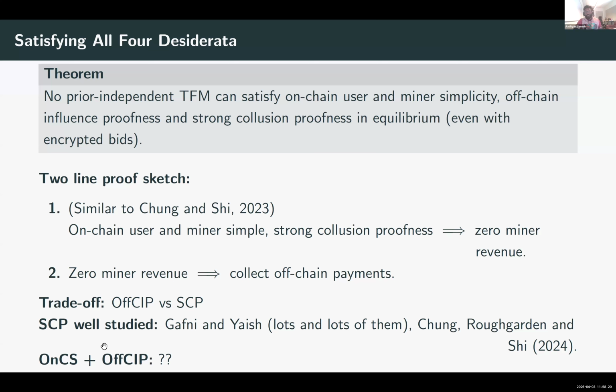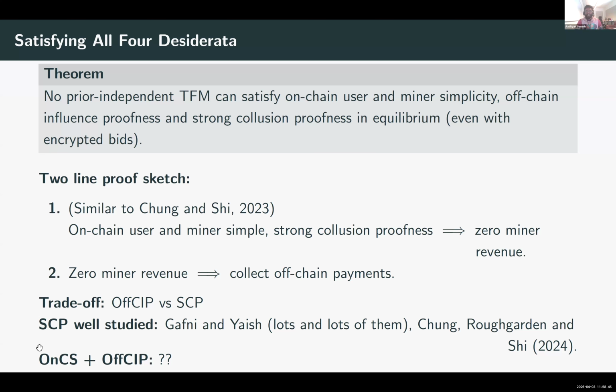So if you want to choose strong collusion proofness, that is really well studied. Chung, Roughgarden, and Shi have a paper in 2024, and Gafni and Yaish, Yotam and Aviv. I actually started writing down all the years in which they published papers on SCP, but midway I just gave up. They have written so many papers on SCP. They have really nailed down SCP.